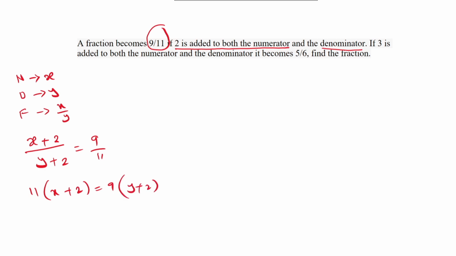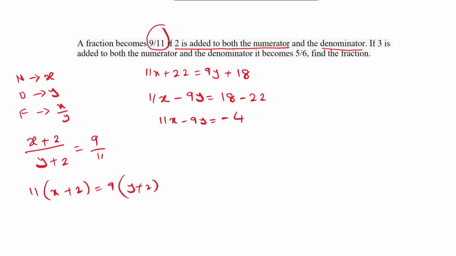11 into x, 11x, plus 11 2s are 22, equals 9 into y, 9y, plus 9 2s are 18. 11x as it is, taking 9y to the left side, minus 9y. 18 as it is, plus 22 on the right side becomes minus 22. It will be 11x minus 9y equals 18 minus 22, which is minus 4. This is equation number 1.